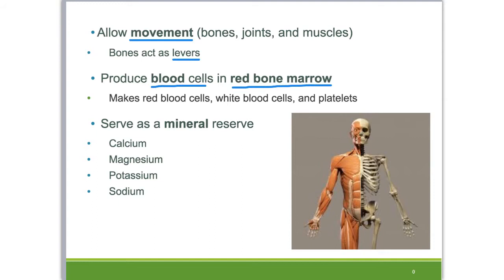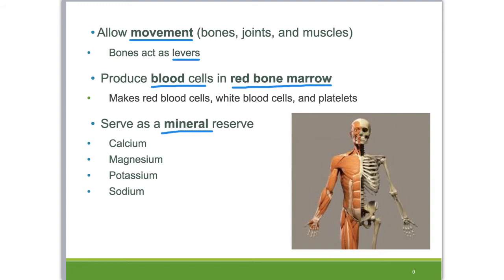And finally, your skeletal system serves as a mineral reserve, a storehouse for key minerals such as calcium, magnesium, potassium, and sodium. These minerals are involved in building the mineral structure of your bones, but they also have roles in other parts of your body that are very essential. Calcium is involved in muscle contraction. Sodium and potassium are involved in nerve transmission.